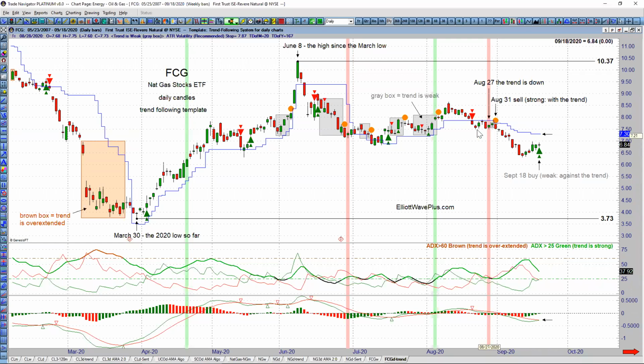The trend following algo on FCG natural gas stocks did just get a buy signal, but it's currently against the trend and it's still below the ATR. So a very, very weak beginning of a potential trend change, maybe.